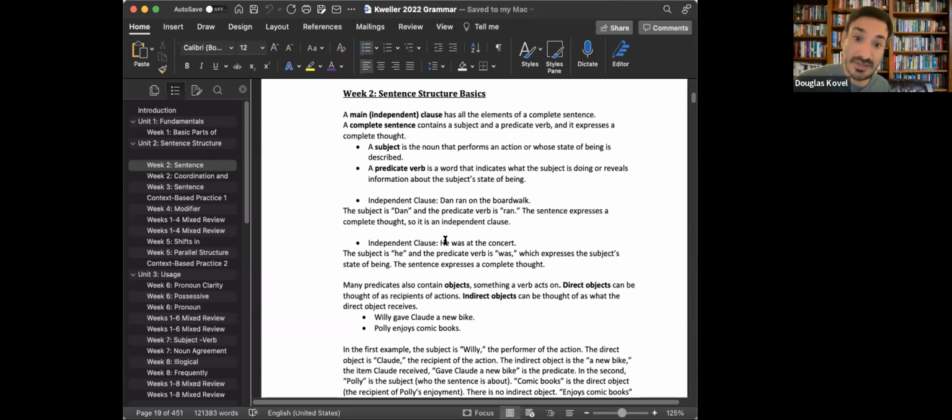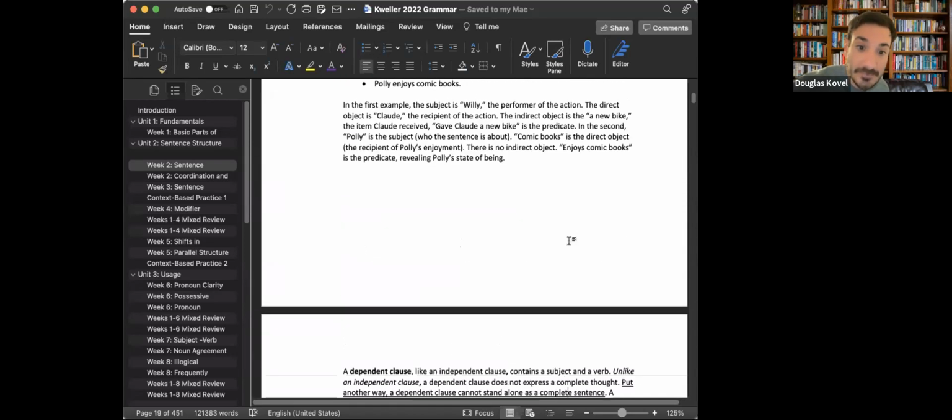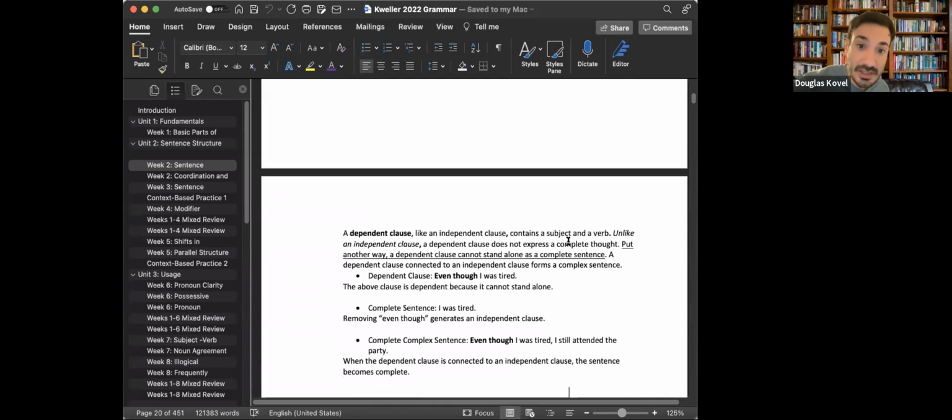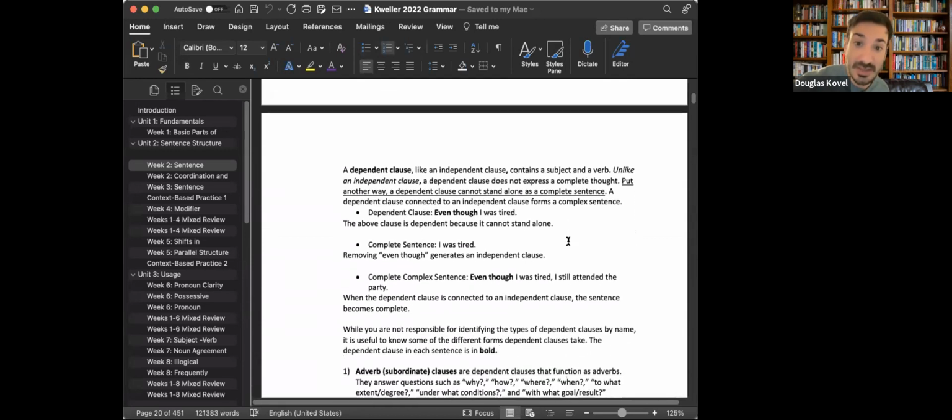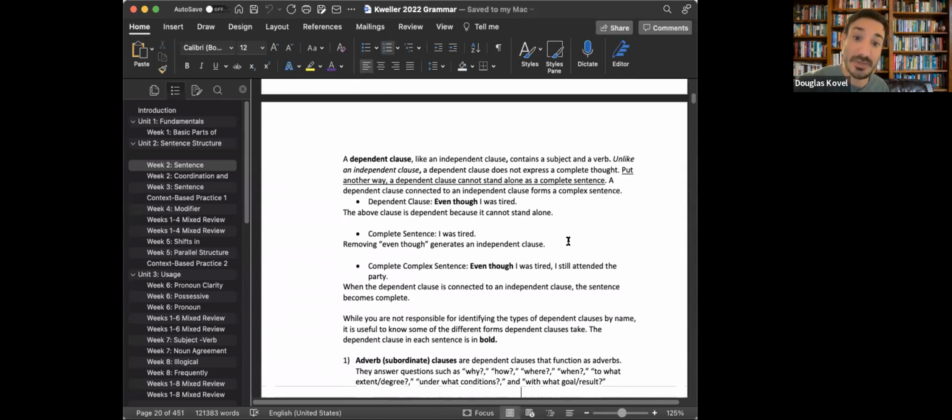So in this case, he is a subject, and then was is the verb, and then was at the concert helps express the complete thought. So that's the predicate. So independent clauses, they could stand alone. They can function as complete sentences. Dependent clauses, on the other hand, while they have a subject and verb, they can't stand alone as a full sentence. They need to be connected to an independent clause in order for the sentence to be complete.